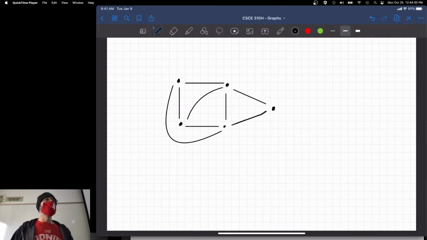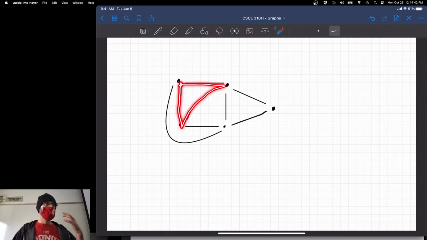So first of all, tell me right off the bat, is this going to be bipartite or not? No. Why? What can you immediately see? 1, 2, 3. There's a triangle, which is a cycle of length 3. There's also a cycle of length 5 going all the way around the perimeter. Okay.